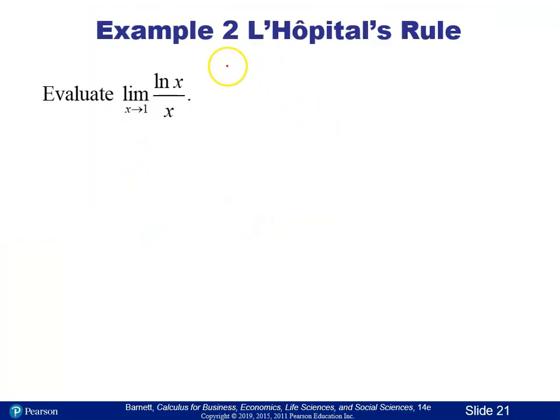Okay, so let's try another one here. The limit as x goes to 1 of the natural log of x over x. So on this one, if I plug 1 in, I'm going to get the natural log of 1 over 1. The natural log of 1 is 0. Okay, so L'Hopital's rule does not apply. But 0 over 1 is just simply 0. And so that's going to be my limit.